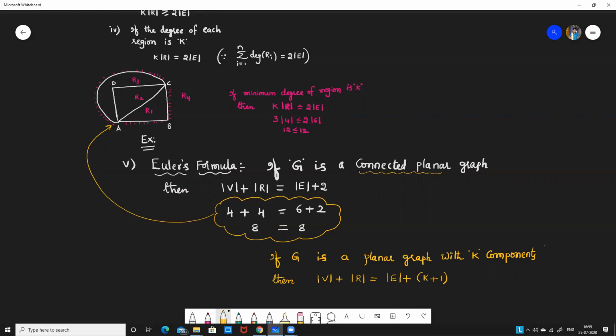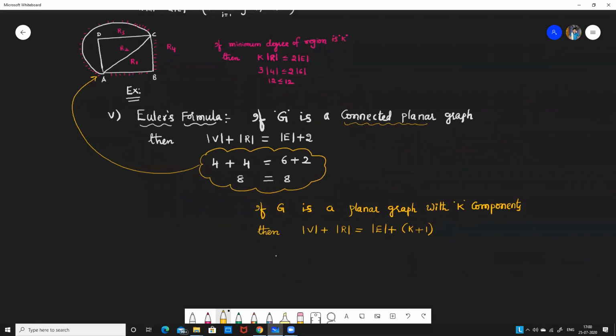K components. What is the meaning of component here? Actually, a graph is said to be a connected graph if there exists a path between every pair of vertices. If the graph is not connected, it may contain connected components. Okay, it contains connected components. So what are connected components, and everything, we'll discuss in the connectivity concept. But for the time being, you have to remember this point.